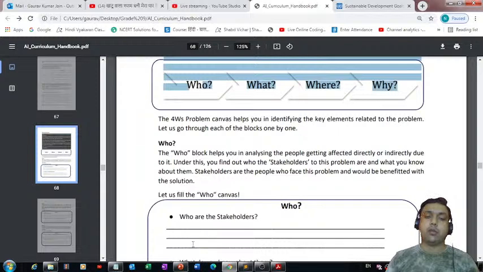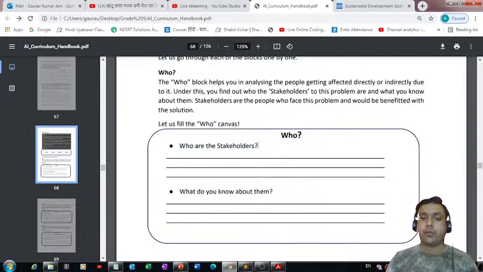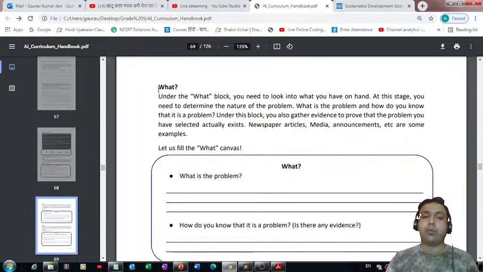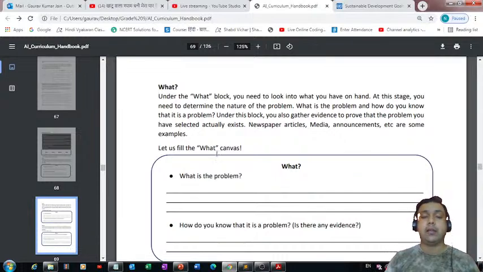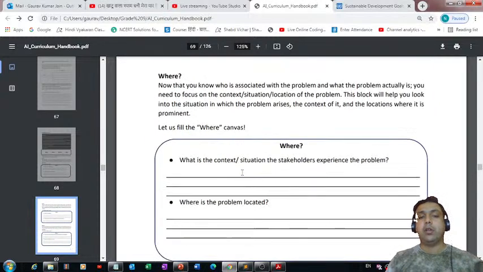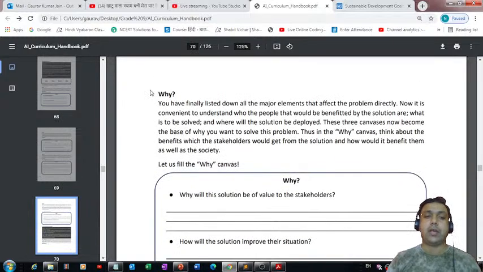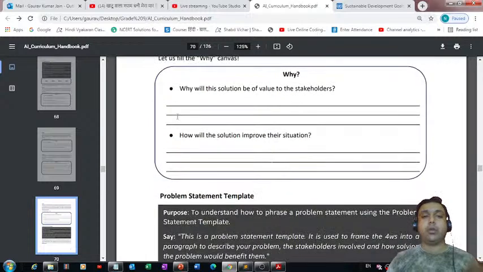You do not have to write this statement for Who. Remember this, it's for your knowledge. What you have to put here are the names of all the stakeholders. That's what it means. Likewise, for What, you will have to put all the evidences with the help of which you can tell the people that the problem you have scoped is actually a problem. For Where, you have to put the names of all the sources where the problem exists, and then for Why, why the solution you are going to provide is going to help the stakeholders.